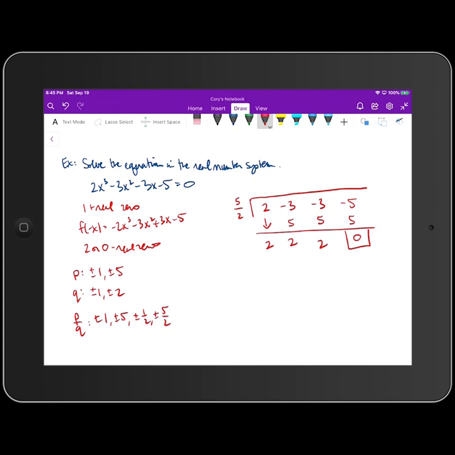Okay, so that means that 5/2 is a 0. So x minus 5/2 is going to be a factor. And then when we factor that out, that leaves us with 2x squared plus 2x plus 2. And then I'm going to factor a 2 out of that trinomial, and then distribute the 2 into the binomial out front. So that's going to give me 2x minus 5 times x squared plus x plus 1. Okay, so we know for sure that x is equal to 5/2. That's a 0 in the real number system.